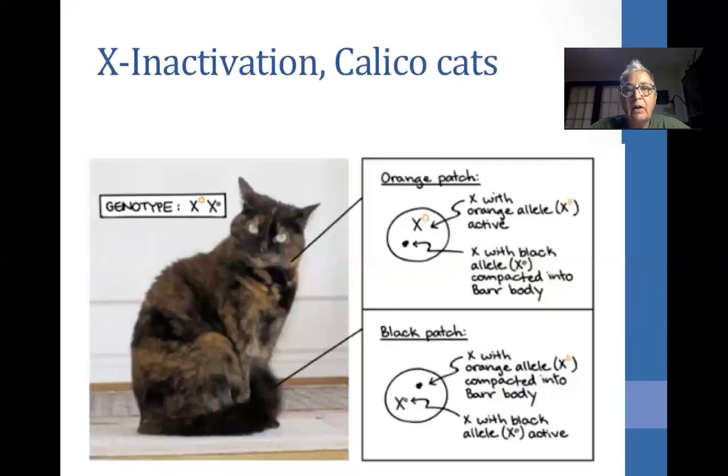If the X with the orange allele is active, that patch of skin is going to show orange. Vice versa, if the orange allele is compacted into the bar body, the X black allele is active and will show. And so that's why a calico cat is a female. Very, very cool stuff. And this is a good one, so 3 colors is basically what you would get for a calico cat for it to be female. Very cool. I have a cat that looks a lot like that.